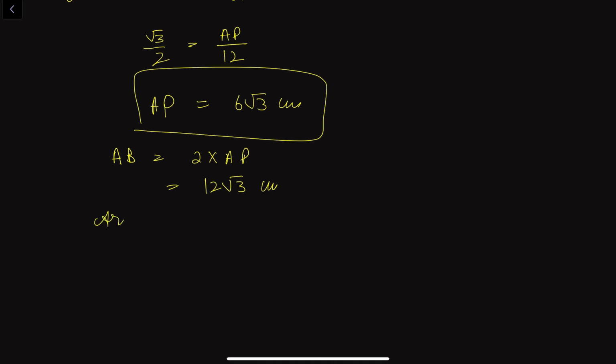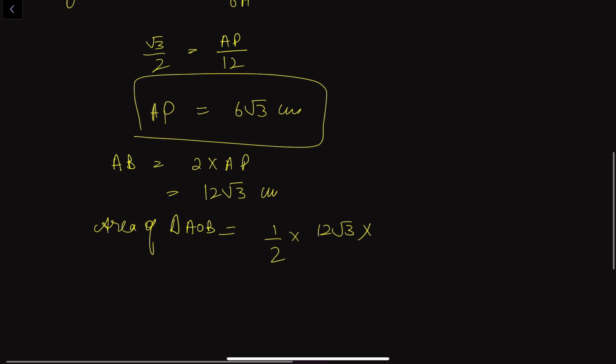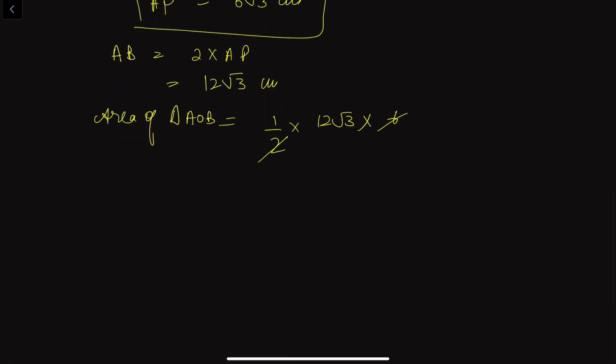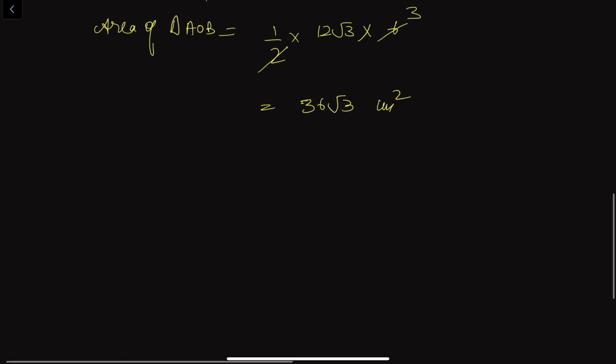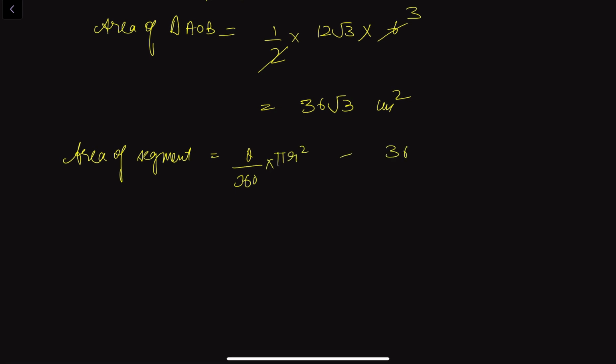So we can easily find the area of triangle AOB, that is half times base times perpendicular. The base is 12√3 and the perpendicular is 6, right? So 2 3s are 6, and we get 36√3 centimeter square as the area of our triangle. Now the area of the segment is the area of the sector minus this value. Now let's solve the area of the sector.